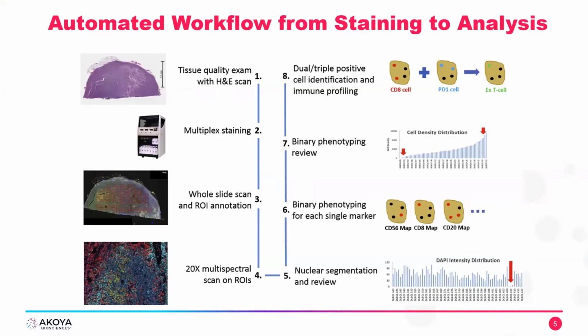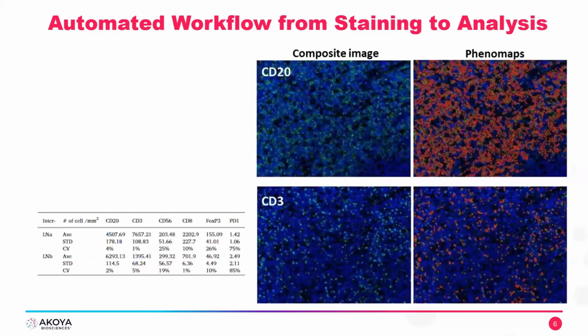And this also shows you that the OPAL staining is also capable to mark several markers on the same cell compartment and to analyze it properly. This is just an example here. So you see on the left side the composite images, and on the right side how phenomaps are created. And finally, they used this fully automated workflow then to look for cell densities from the different markers.